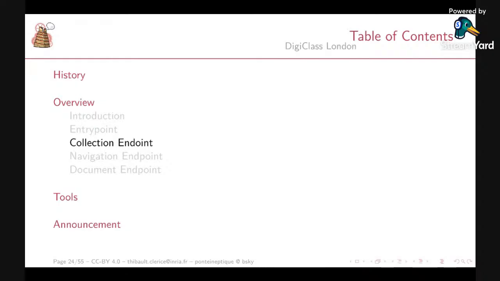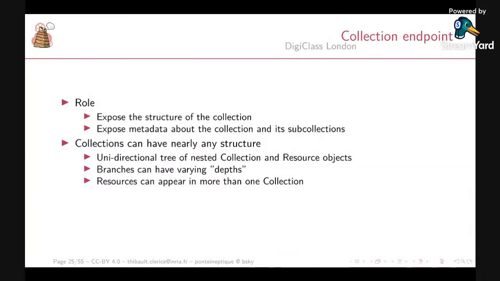Collection endpoint, more interesting than the entry point. Its role is to expose the structure of collections and expose metadata about the collection and its sub-collections. I already talked about the structure, but it's basically unidirectional, and you can have a resource in multiple collections. You can have a collection in multiple collections as well, right? A resource is just a specific case of a collection because it is readable.